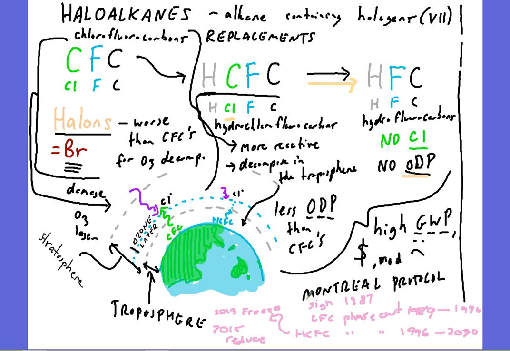case of HFCs. And it's the Montreal Protocol, which is the international agreement to phase out CFCs in favour of HCFCs and then HFCs. It was signed in 1987. CFCs were phased out between 1989 and 1996, and HCFCs have been phased out between 1996 and 2030. In actual fact, 2013 this year is the freeze in HCFC production, and as of 2015 we're supposed to be reducing our HCFC production in favour of HFCs.